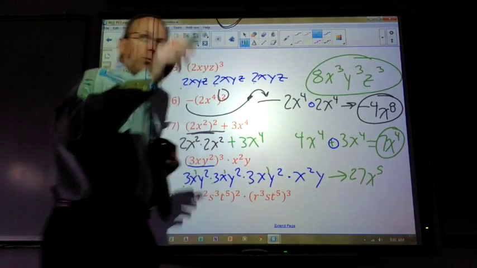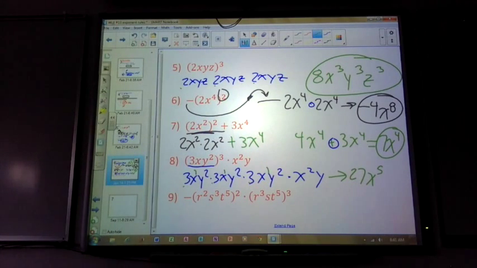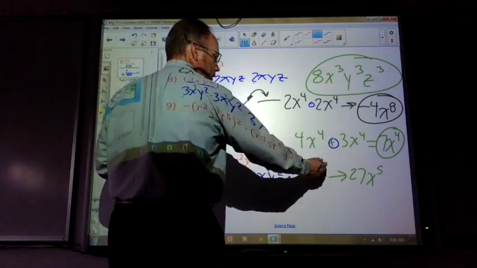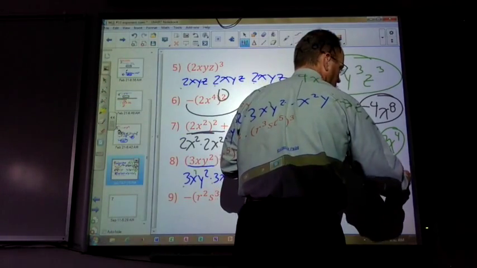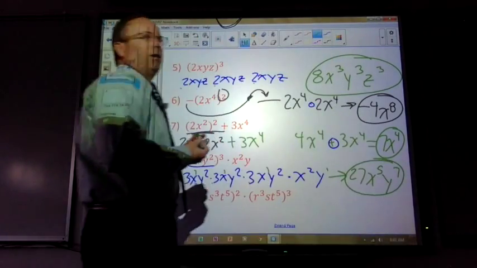And again, because I'm multiplying them. So now I'm going to multiply the y's. So I have y to the second, y to the second, y to the second, y to the first. 2 plus 2 is? 4. Plus 2? 6. Plus the 1. 7. There you go, y to the 7. Done. Oh, I'm getting good at these.